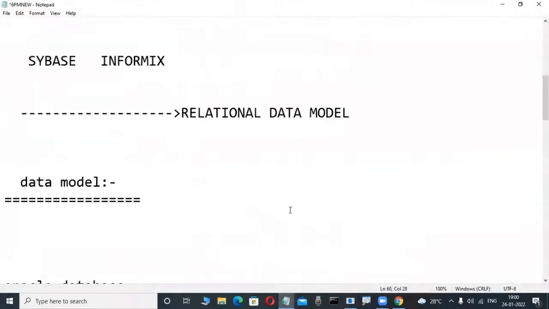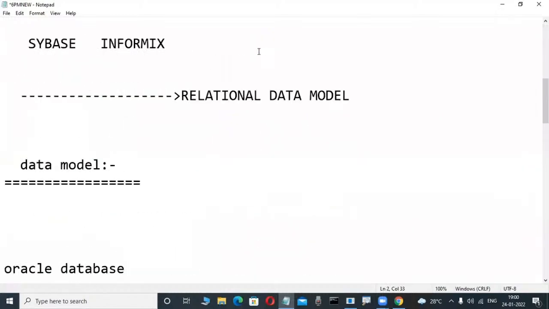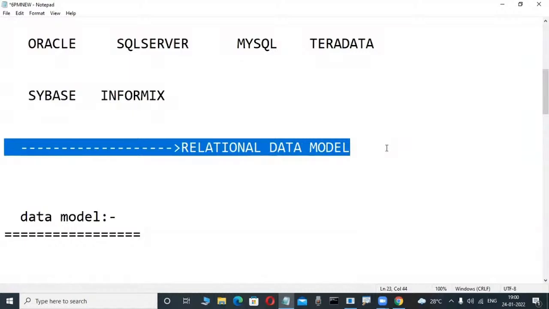That's why my intention is nothing. I'm not teaching anything in today's demos. Oracle is a database product, but it is implemented based on the relational data model, a concept that has existed from 1970 onwards. Nowadays Oracle, SQL Server, DB2 are all relational data model products.